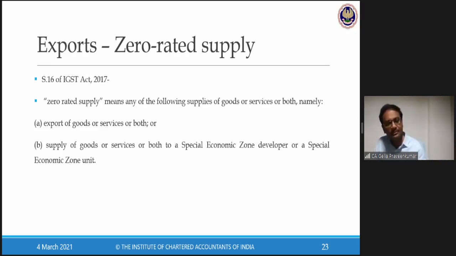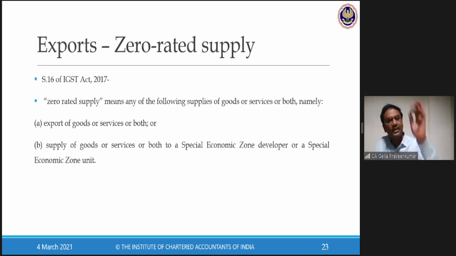Questions here. Sir, I have exported goods which are exempted. Sir, I have exported services which are exempted. Sir, I have supplied goods to an SEZ unit which are exempted. Can I call them zero rated supply? The answer is a big yes.